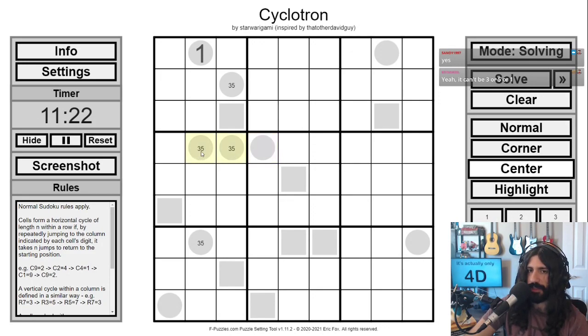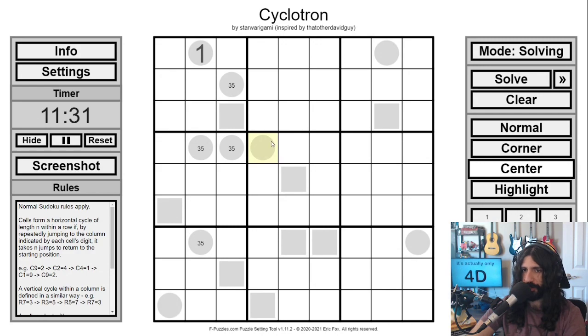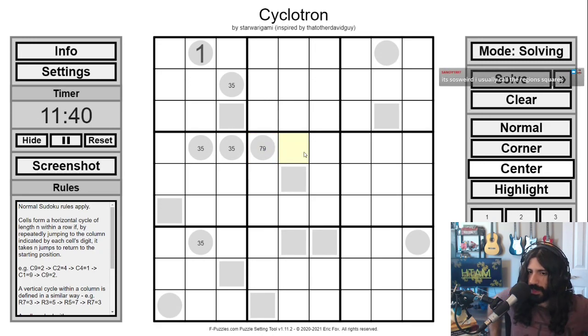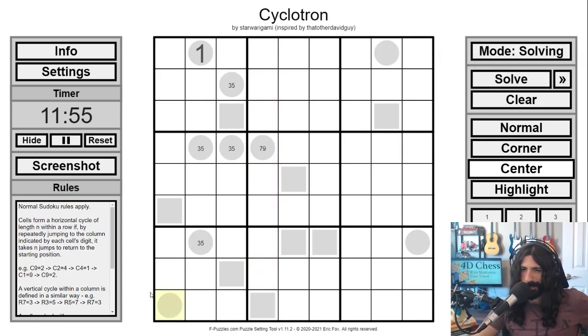Okay, so if we've got 3 or 5 here, and as we said, a circle can't contain a 1 if it's not on the edge, then this has to be 7 or 9. That's for sure. That makes sense. And there's no other circle with which it's in competition, so that feels possible. Now, this could be anything, right? 1, 3, 5, 7, 9. Could be any of these.